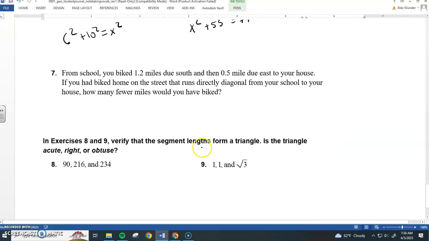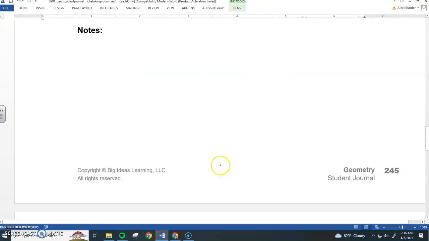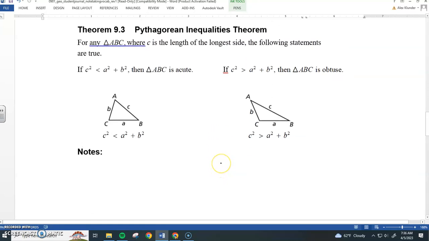Okay, we're going to go back up because I told you that we needed to check in on another question. Here, 9.3, we're back on page 245. It says, if the hypotenuse, we know that's because it's C, is smaller than leg plus leg, if the hypotenuse is smaller than the sum of the legs, it must be acute. If the hypotenuse is bigger than the sum of the legs, then it must be obtuse.